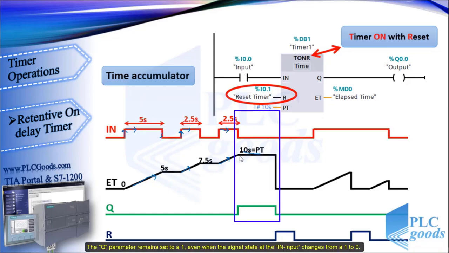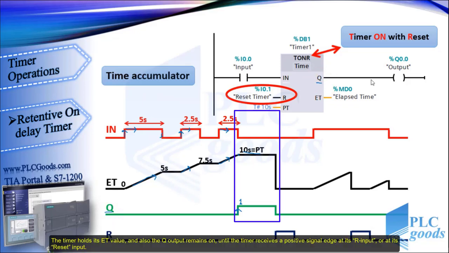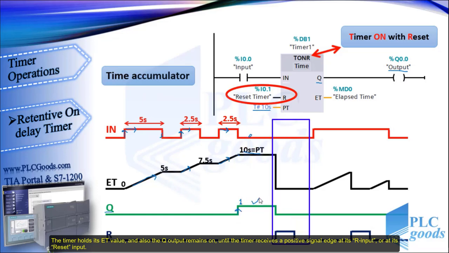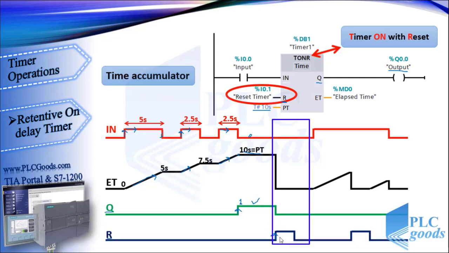The queue parameter remains set to a 1, even when the signal state at the IN input changes from a 1 to 0. The timer holds its ET value, and also the queue output remains on until the timer receives a positive signal edge at its R input or at its reset input.